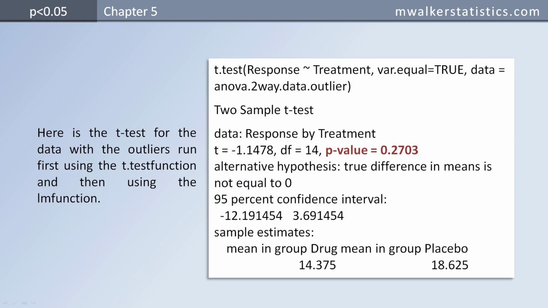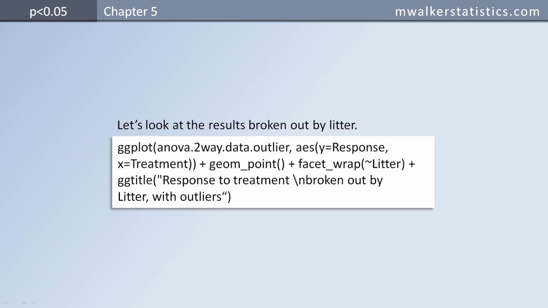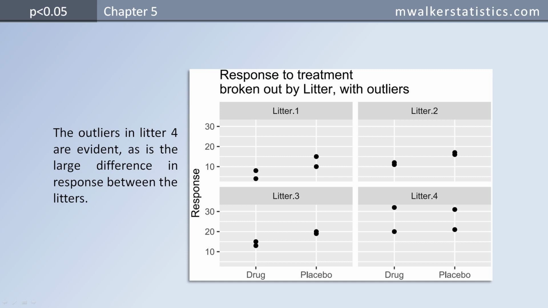Here is the t-test for the data with the outliers, run first using the t-test function and then using the LM function. The t-test and linear model both show that the drug effect is not significant, p equals 0.27. Let's look at the results broken out by litter. The outliers in litter 4 are evident, as is the large difference in response between the litters.